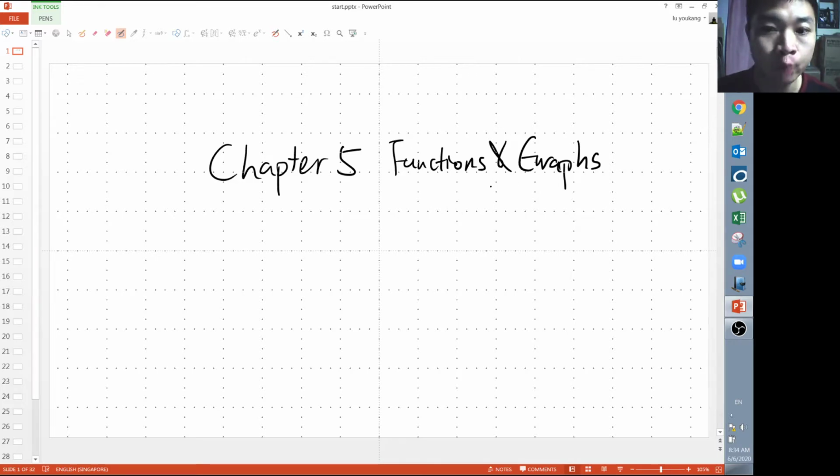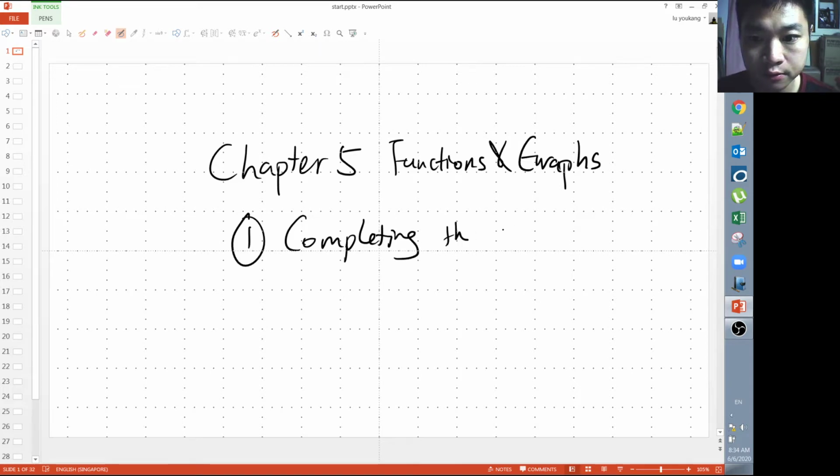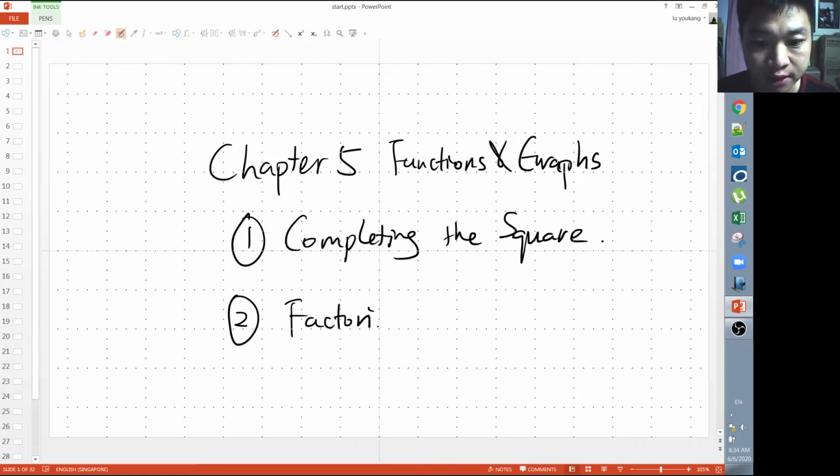In that video, I was talking about how you can actually sketch a graph using completing the square. Today, I'm going to talk about how you can sketch a graph using the factorization method.